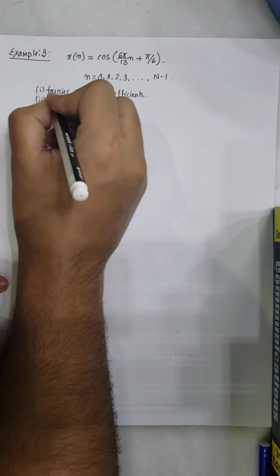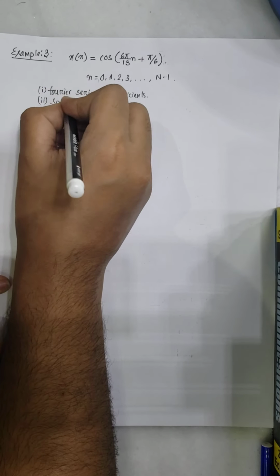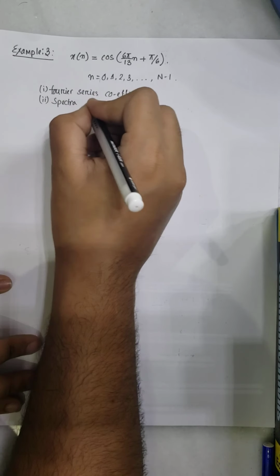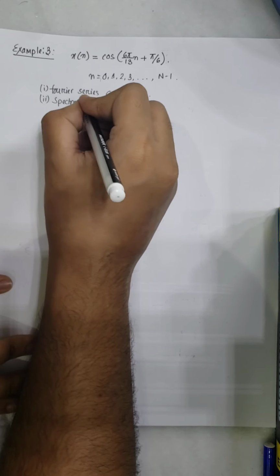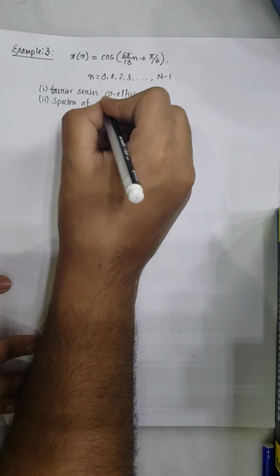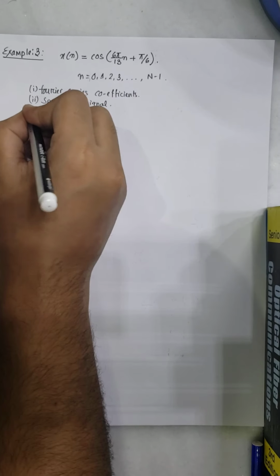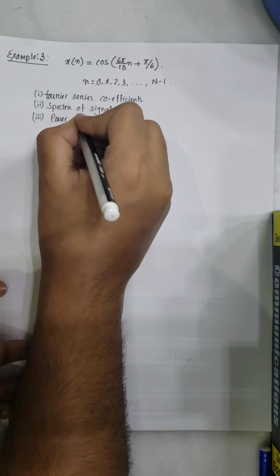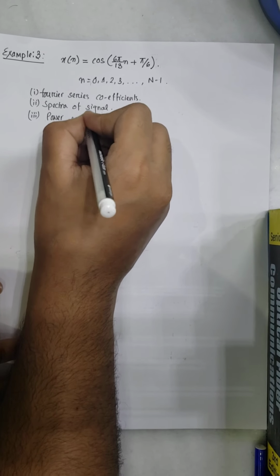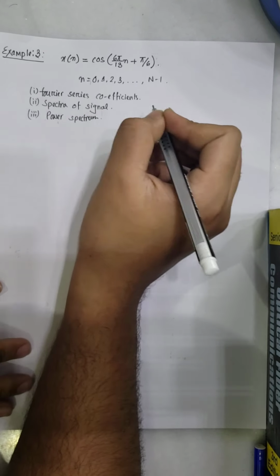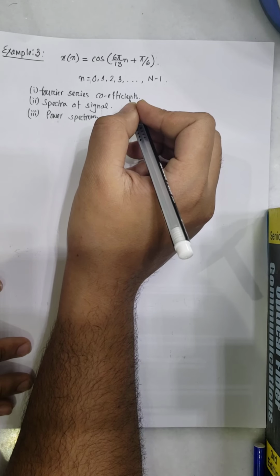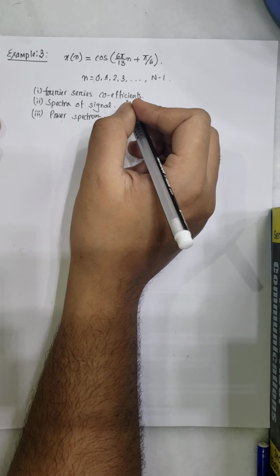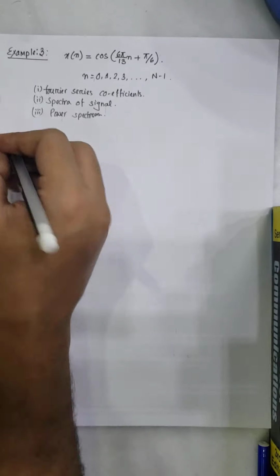Here we are to determine the Fourier series coefficients, the spectra of the signal, and consequently the power spectrum. Now then, in the given signal, let us go to the solution.